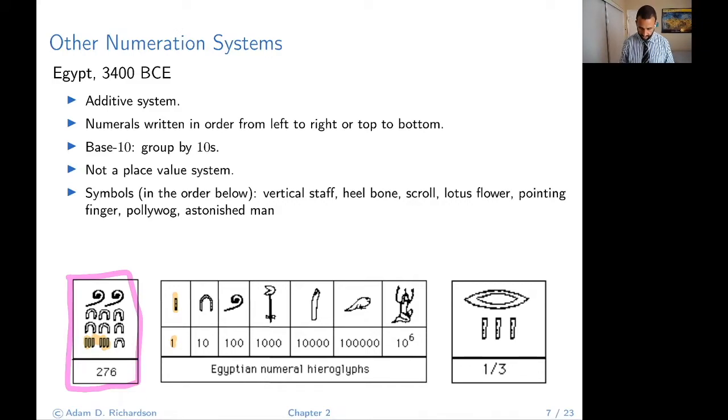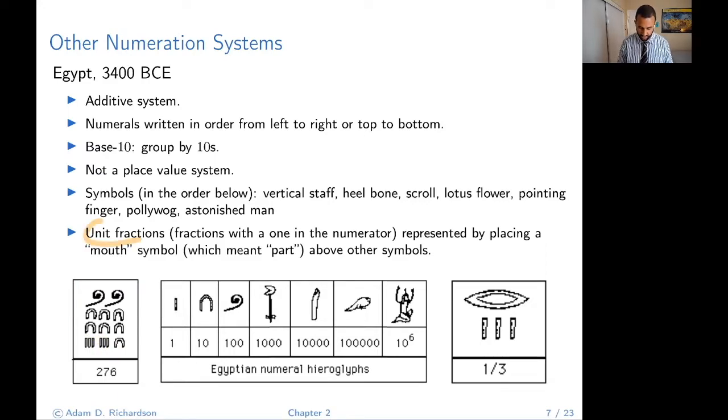Okay. Oh yeah, so they also had the ability to write unit fractions. So this is a unit fraction. For us, this would be the number 1/3. So we would call the number 1/3, but they would write it like this. This symbol right here is a mouth, and that meant apart. And then you put it above these other symbols down here, the three staffs, and how many of those tells you what the denominator of your fraction is going to be.